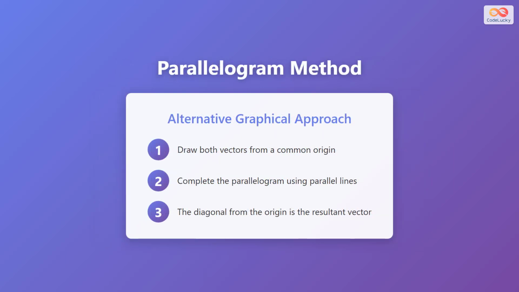The parallelogram method offers an alternative graphical approach for adding two vectors. Begin by drawing both vectors from a common origin point so their tails meet. Then, complete the parallelogram by drawing lines parallel to each vector. The diagonal of the parallelogram, drawn from the common origin, represents the resultant vector. This method is particularly useful when you want to visualize how two vectors combine from the same starting point.